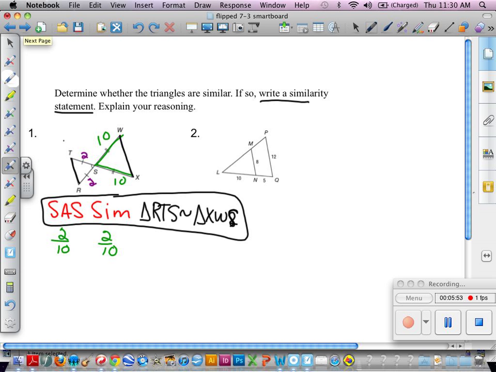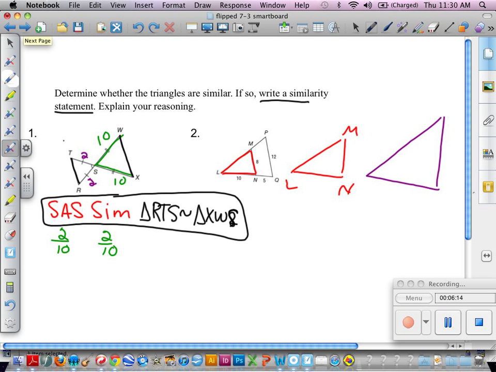In the next problem, it was easy to see the triangles in number 1. Do you see the triangles on number 2? You need 2 triangles. Yep, you've got a small one, and I'm going to pull them apart. There's my small one, L, M, N, and then I got a big one, L, P, Q. I need some numbers too, don't I?